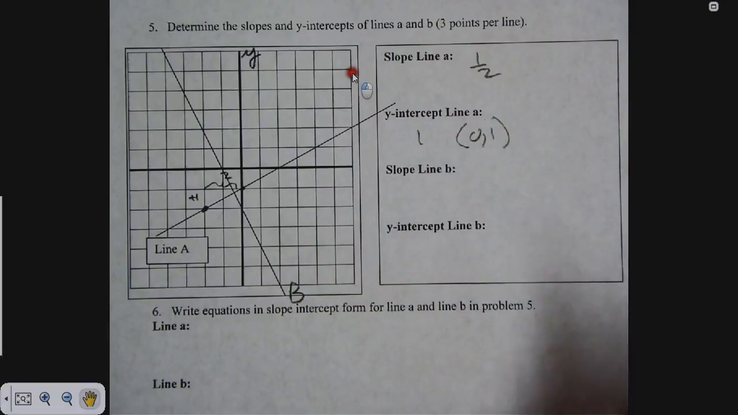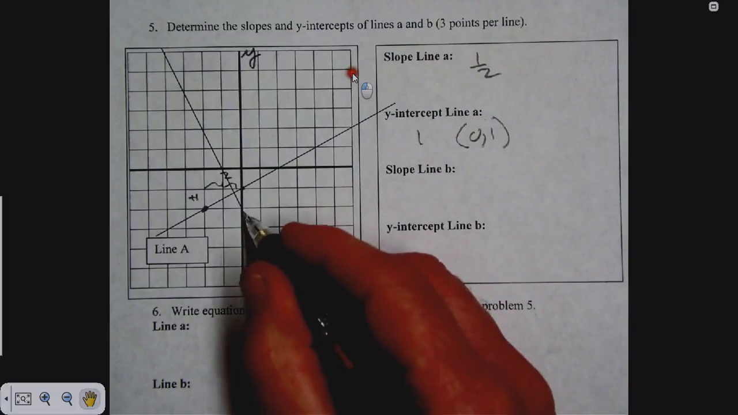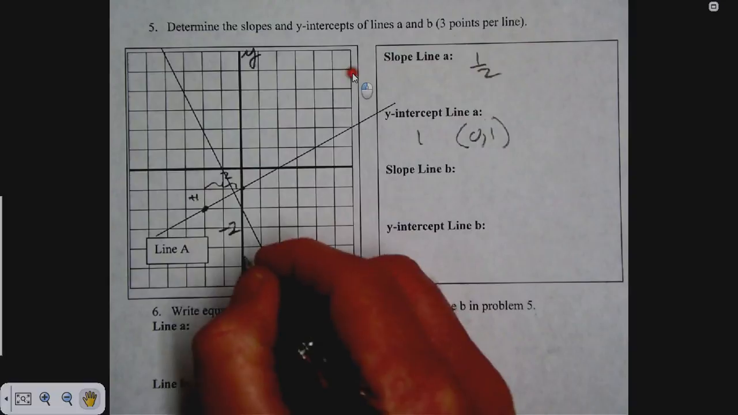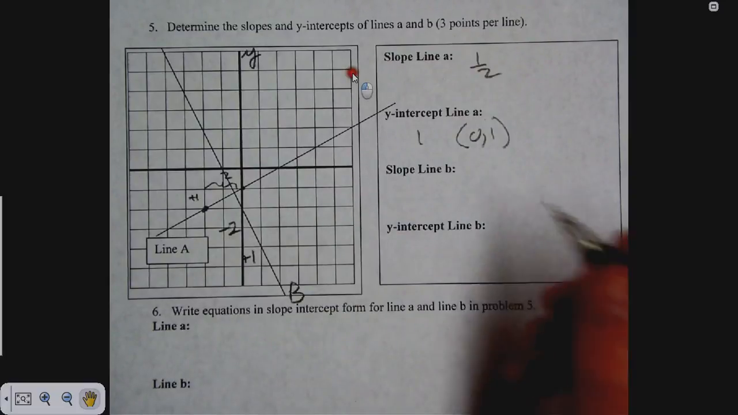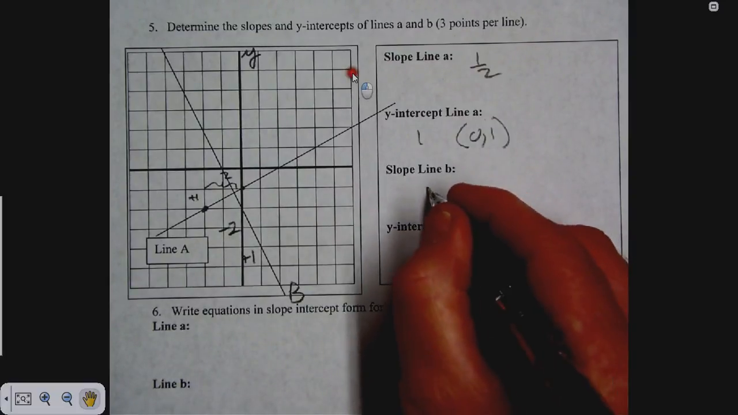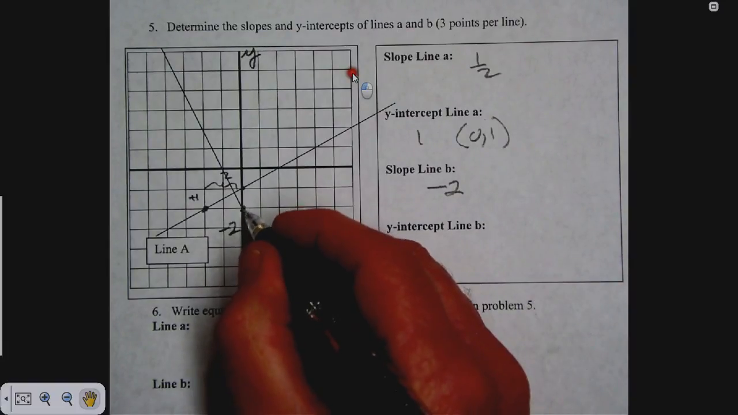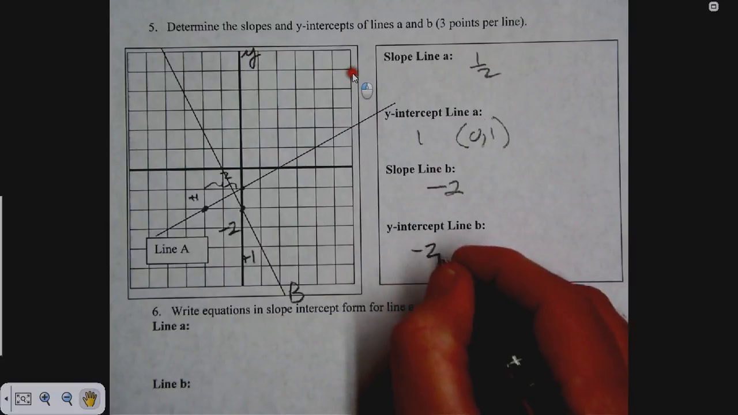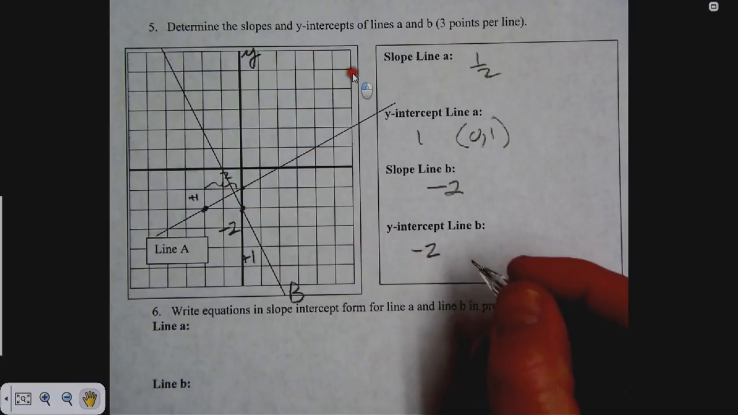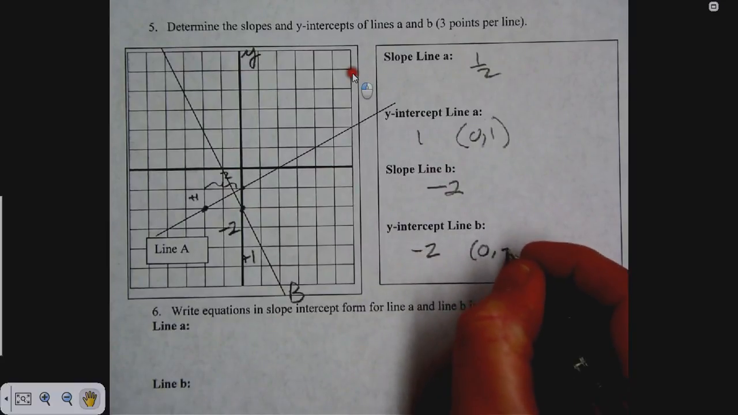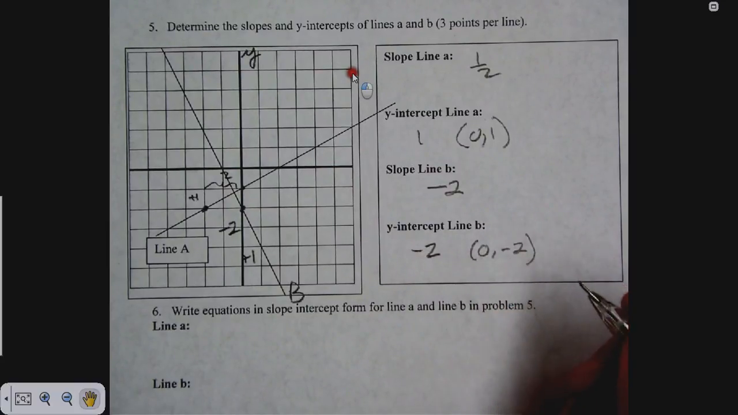Slope of line B is here. It's down 2 over a positive 1, so that's going to be negative 2. And then the y-intercept of B, it intersects at negative 2, so I could put negative 2, or I could put 0, negative 2.